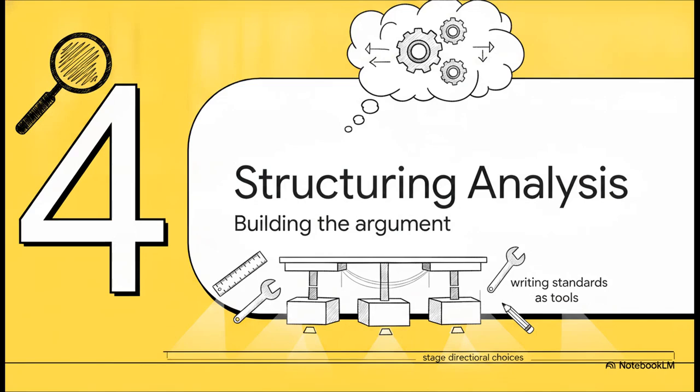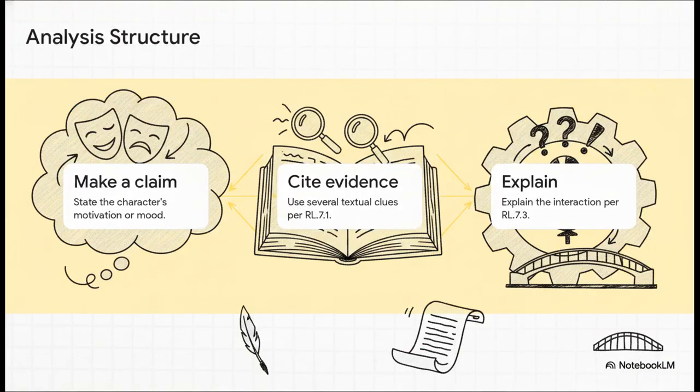All right, Section 4. Structuring your analysis. Now that we know what to look for, let's transition into the we do phase. We're going to look at exactly how to use our writing standards as the tools you need to build a solid, evidence-based argument for your directorial choices. It's just a simple 3-step process to link a stage direction to a character trait.